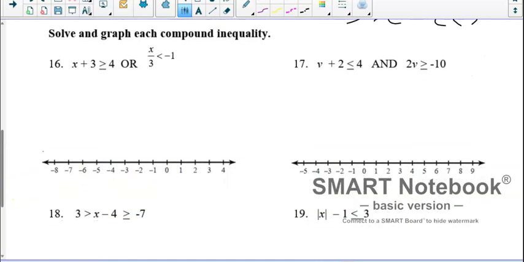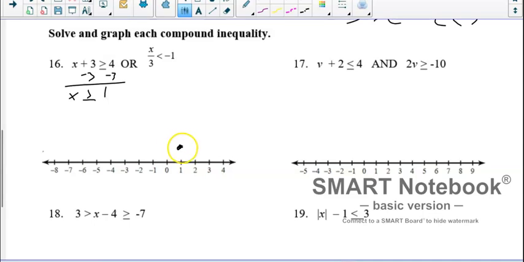Okay, solving and graphing. So this time, I'm going to subtract 3. Nothing fancy going on here. Subtracting does not flip the symbol, only multiplying or dividing. So x is greater than or equal to 4 minus 3 is 1. If I want to go down and do that right now, I can. Or I can wait. Doesn't matter. So on this one, I will. Greater than or equal to 1.